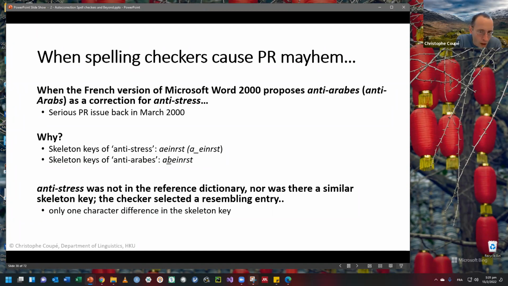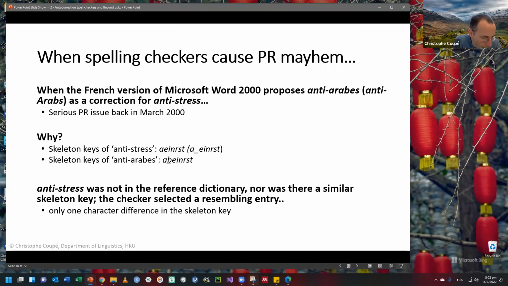The interesting question is how come when people were typing anti-stress, the suggestion would be anti-Arabs. If you know skeleton keys, that makes a lot of sense. If you typed anti-stress, at that time, this word was not in the reference dictionary. So the system would compute the skeleton key. The skeleton key of anti-stress is AEINRST. At that time, in the reference dictionary, you didn't have anti-stress, but you also did not have any form with the same skeleton key.